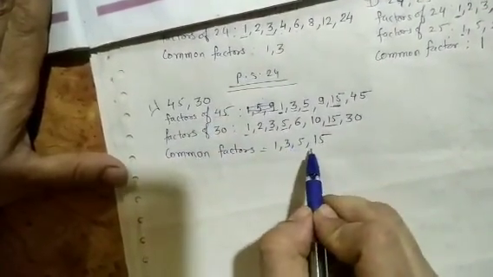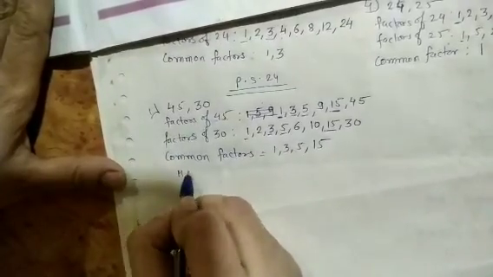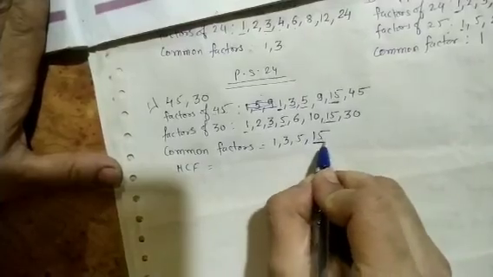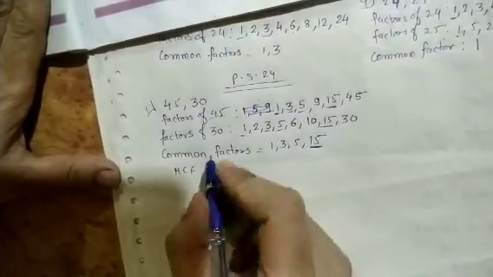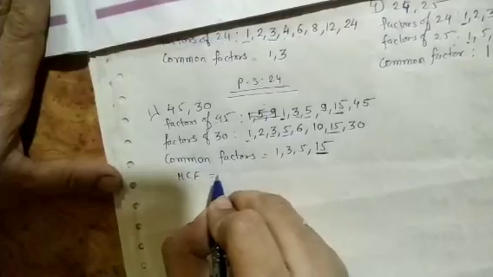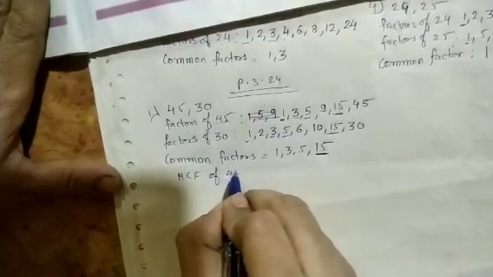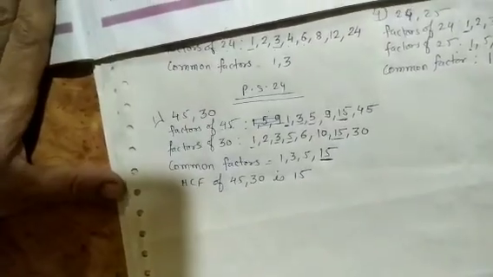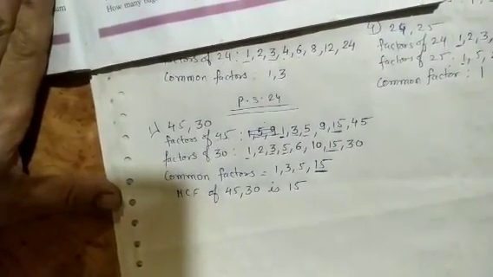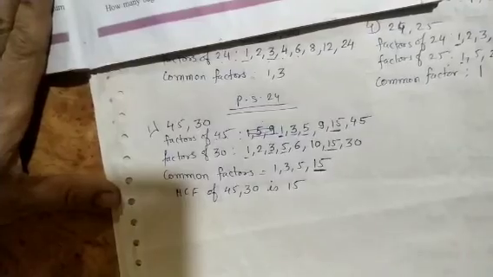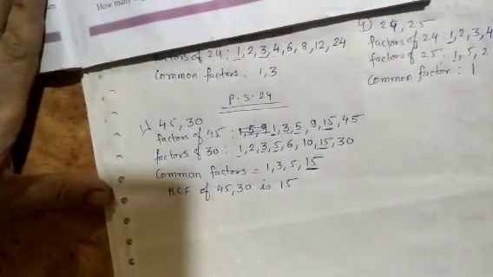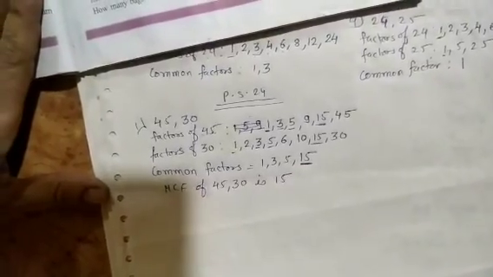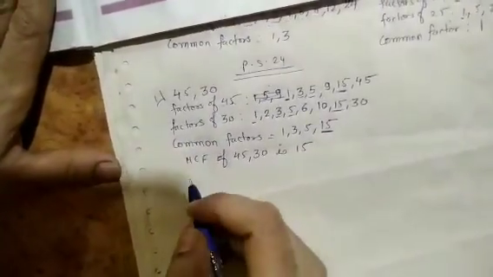Okay, we have to find the HCF. So what is the HCF? Means it is the highest common factor. The 15 is the highest common factor. Then here we will write HCF of 45 and 30 is 15. Is it clear? First we have to find the common factors, and after that we will find the HCF, means the greatest among them. Okay, clear?